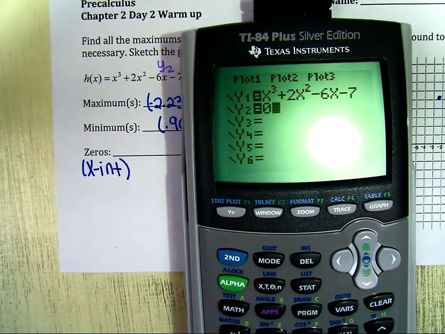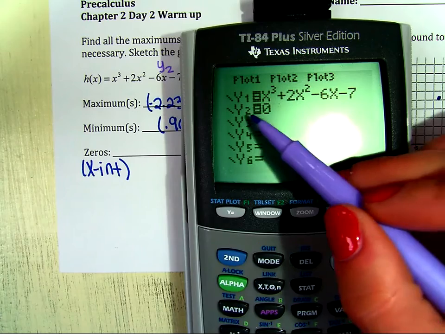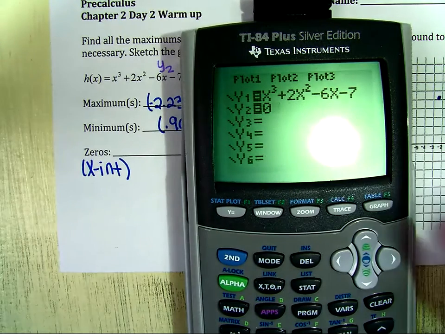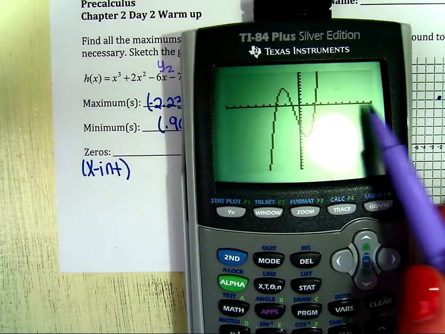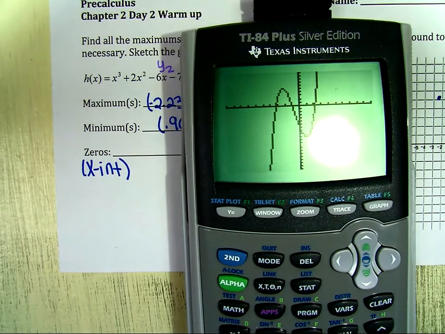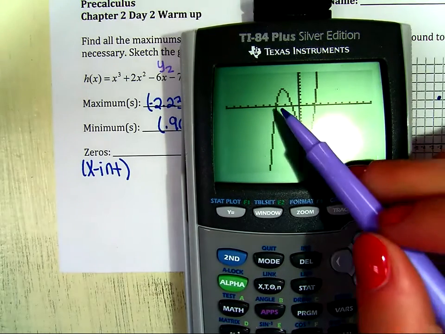You want them both to be graphed. Remember, you won't see this graph. Y equals 0 is a horizontal line. It's on top of the x-axis. You won't see it because it's literally graphed on top of your x-axis. But basically, we want to know where this graph that we have intersects the x-axis. That will help us find our zeros.